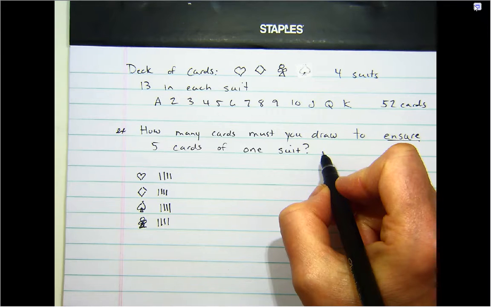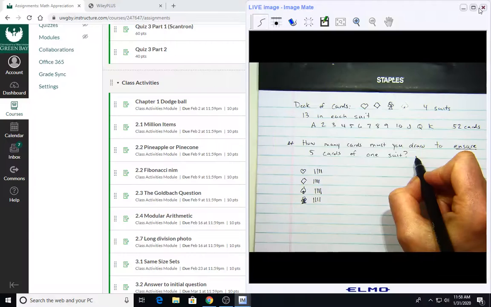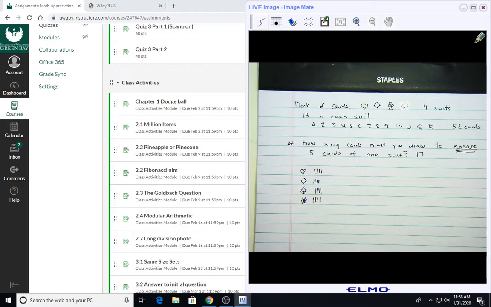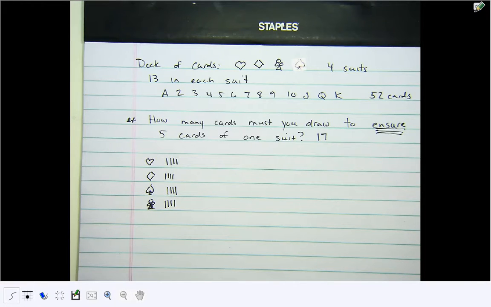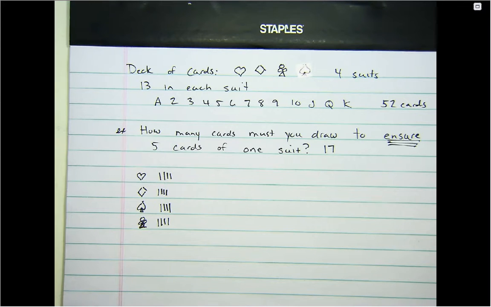Now you could get 5 cards in one suit on your first 5 cards that you deal. But we're looking at how many to make sure that there's no other possible way but that you have to have 5 cards in one suit. Sometimes the screen freezes up. Anybody have questions so far?